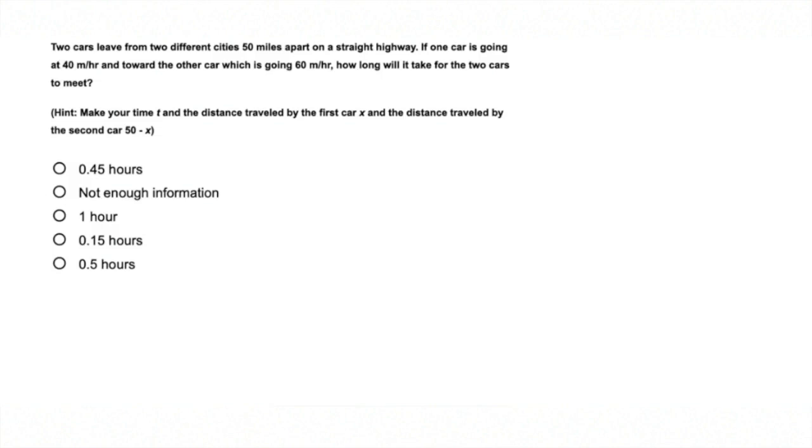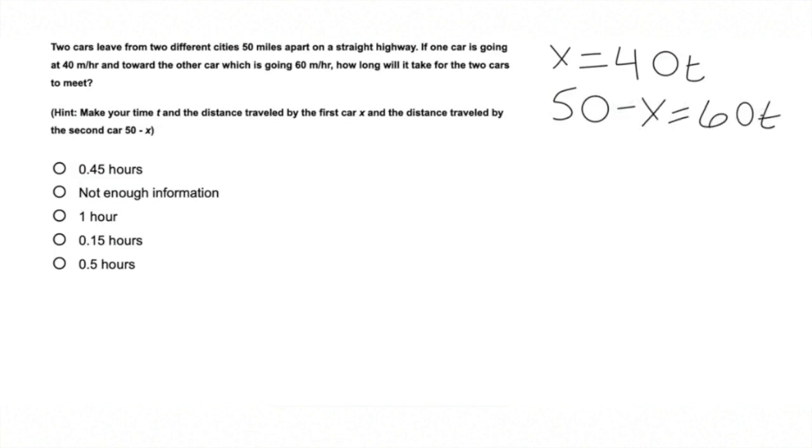We've got 2 equations. We've got the distance traveled by the first car, and that's going to be x. We can say that x equals 40t, because 40 miles per hour times t being the number of hours. And the distance traveled by the second car is 50 minus x equals 60t. To find the actual time it takes for them to meet, we can substitute one of the equations into the other. Let's substitute the first equation into the second.